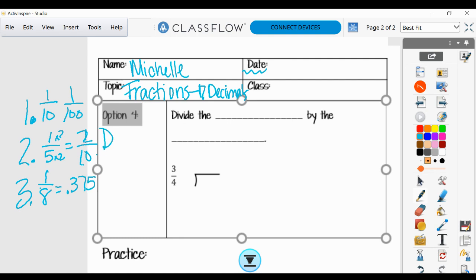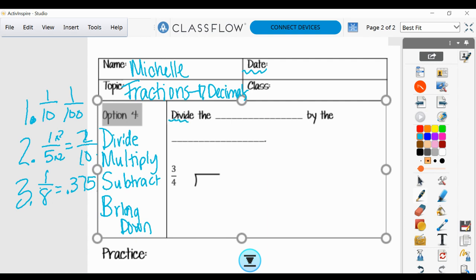So we need to remember that divide, multiply, subtract, bring down stuff that we did before. However you remember this is perfectly fine. You could say, don't make sandwiches, Brad, if you want. Whatever works for you. So you're going to divide the numerator by the denominator. And let's not forget, which one's our numerator? The numerator is the one on top.